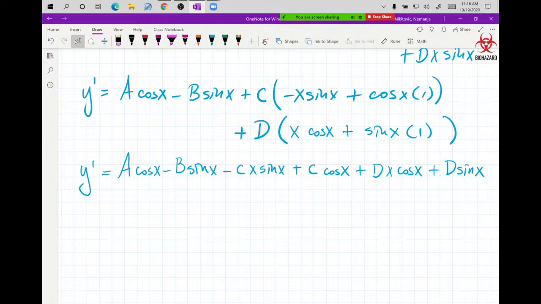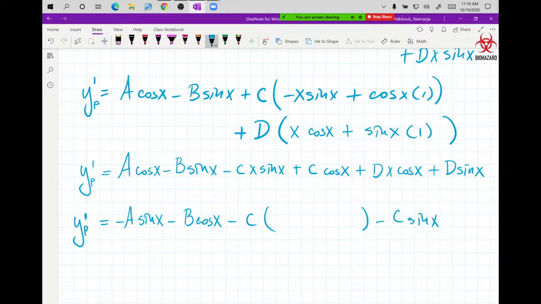One more derivative, because we do need the yp double prime to plug into the differential equation. So negative a sine x, that's a basic derivative, minus b cosine x, that's a basic derivative, minus c, there's a product rule here, minus c sine x, plus d, there's a product rule there, and then finally plus d cosine x. So that's our second derivative. I just need to go back and do the 2 product rules.